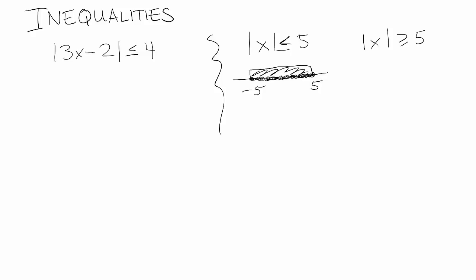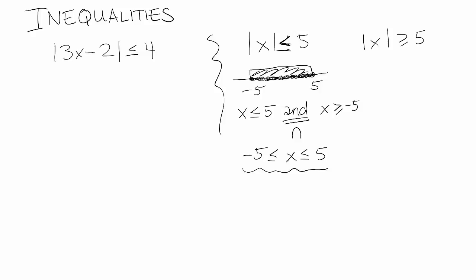So notice that the less than symbol would split this absolute value inequality into two statements. It would be saying that x is less than or equal to 5 and x is greater than or equal to negative 5. Another way of stating that is that x is between negative 5 and 5. This is actually an and statement. I prefer writing it this way.